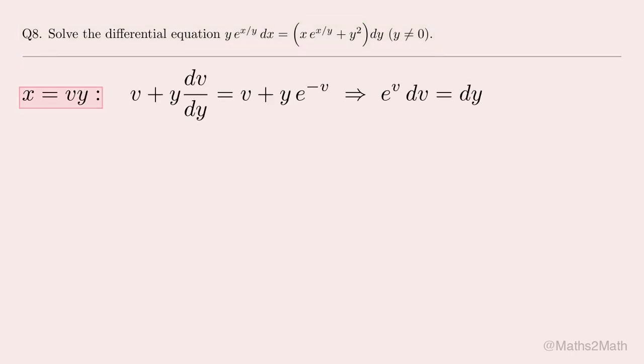Question 8. The ratio x over y in the exponent. Substitute x as vy. The v terms cancel to leave a pure exponential. With x equal vy, the equation collapses to e to the v dv equals dy. Integrate and restore the ratio.